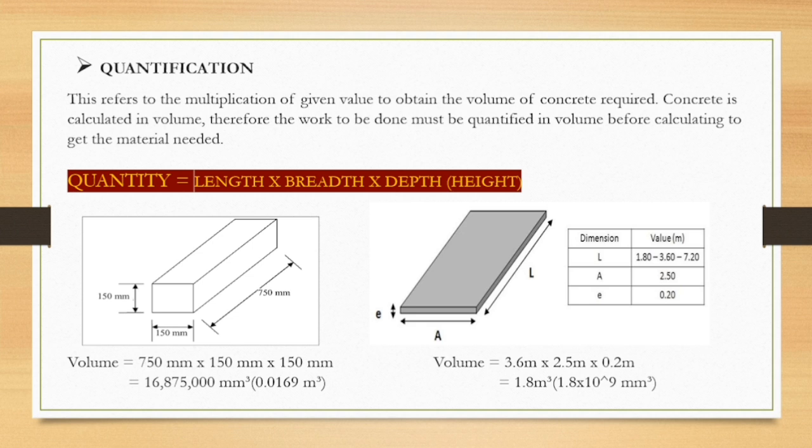I give a formula here that the quantity will be length multiplied by breadth multiplied by depth, which can be regarded as the height. So I use this example here. Let's say we have this box, you want to cast this box here with concrete. So how do we get the volume? It is just the length, which is this, multiplied by the breadth, which is then multiplied by the depth. And when we do that, we are going to have this value here in millimeter cube, or we convert to meter cube.